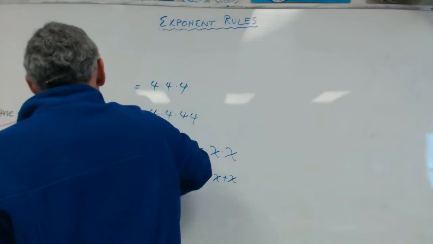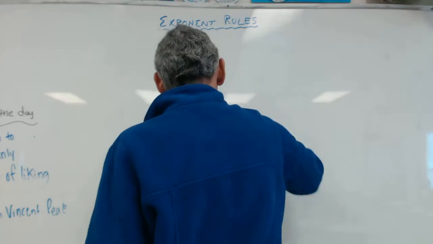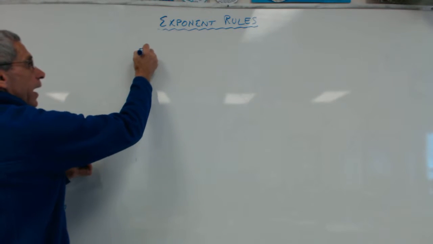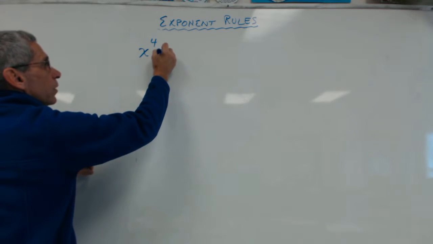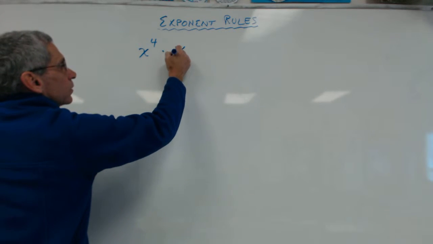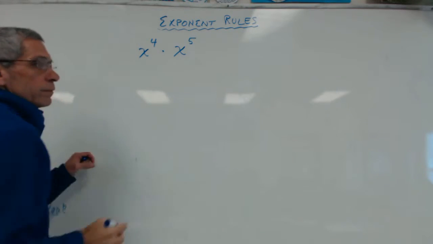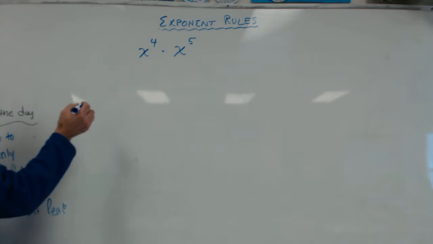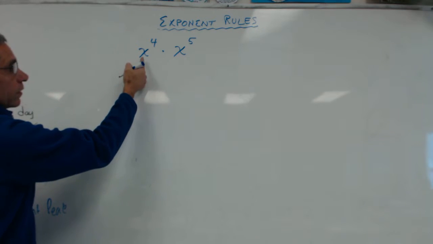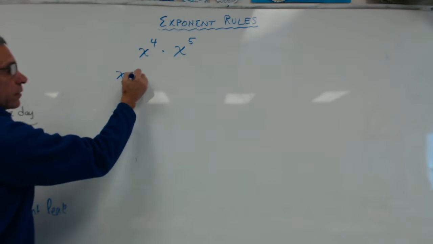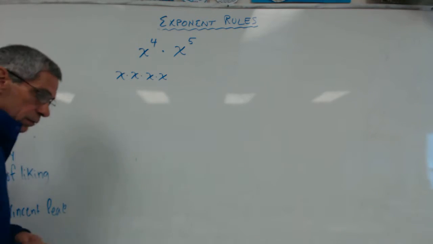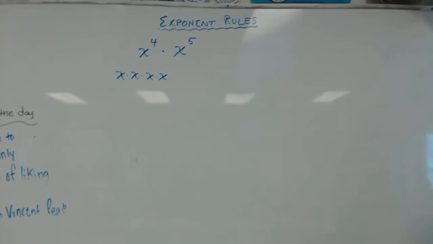Okay, so now what we're going to talk about is the very first rule. But before I write the shortcut rule, we're going to do it the long way. If I said x to the 4th times x to the 5th, would it be 4x? No, it'd be 9. But basically, what is this? This is x times x times x times x.